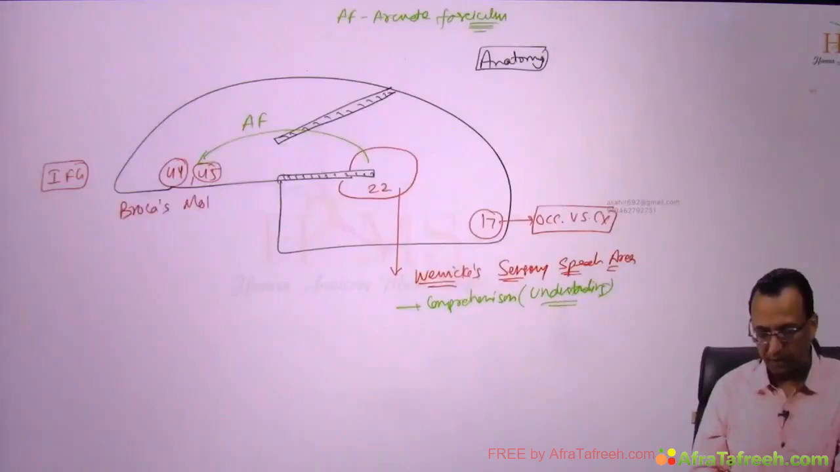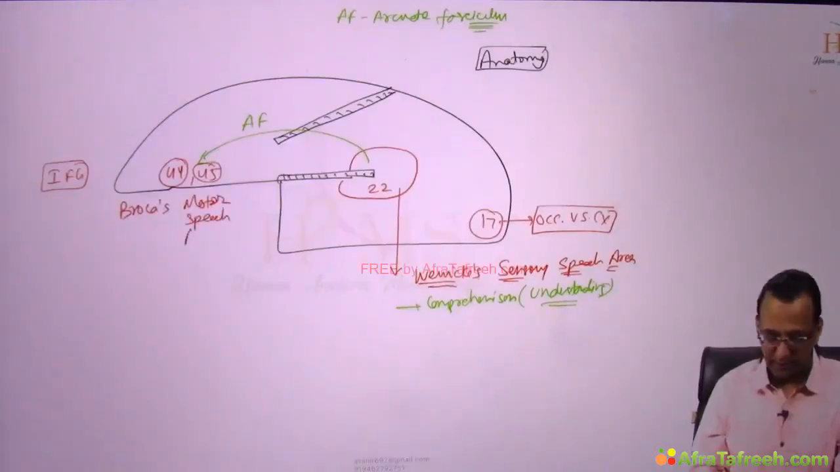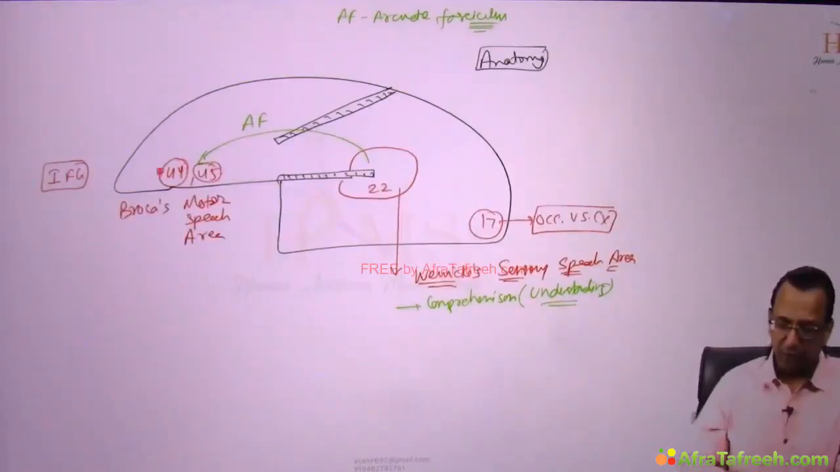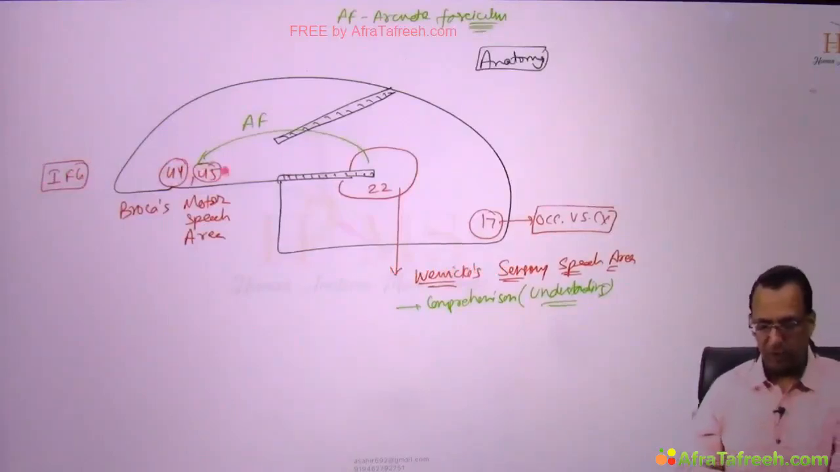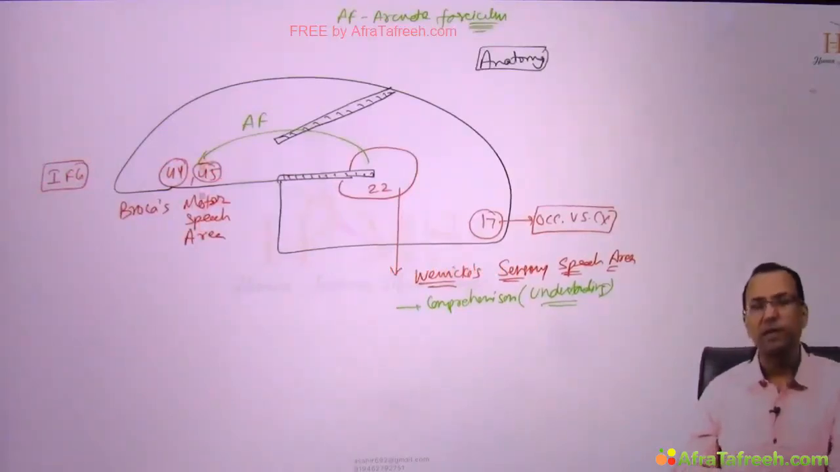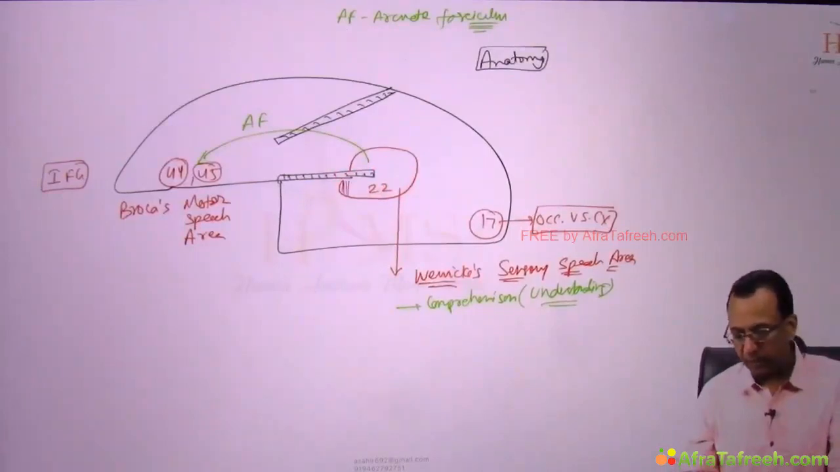Fine. Can you tell me where is the Wernicke's area then? Motor speech area is here. Fine. So area number 44, 45 is inferior frontal gyrus, understood. It is the Broca's motor speech area, understood. But where is the Wernicke's area? Actually, that is a controversy. But still you will follow Harrison medicine and tell it is the superior temporal gyrus.